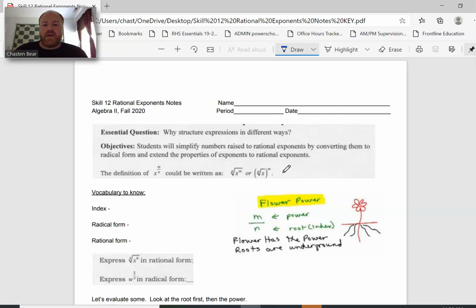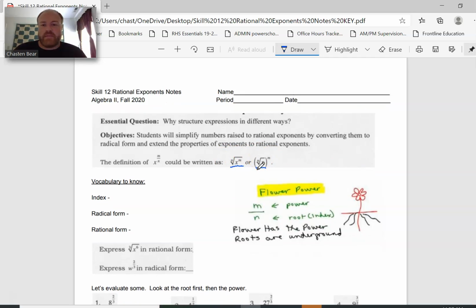Okay, so let's start with the definition. If I have x to the power of m divided by n, we are going to say that we can either write this as the nth root of x to the m, or the nth root of x raised to the m power. We'll talk about why those things can happen and which form would be more advantageous within a problem.